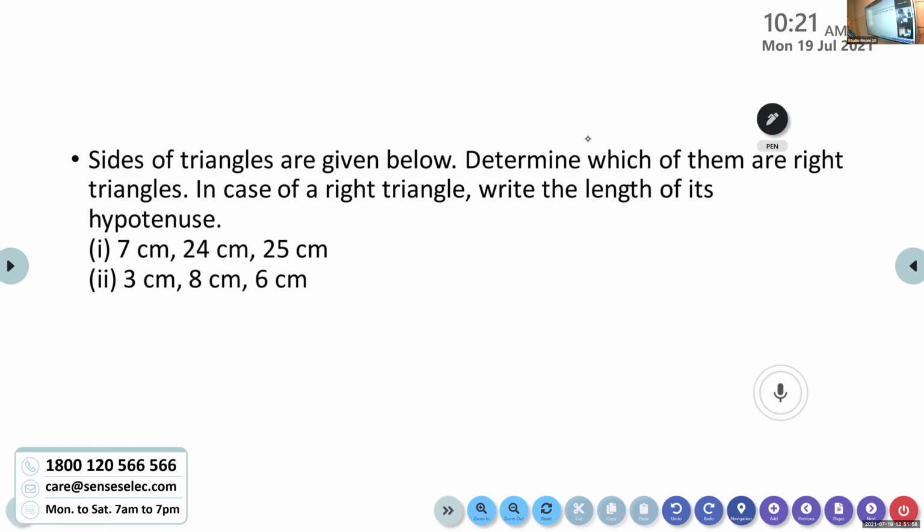Okay, sides of triangles are given below. Determine which of them are right triangles. In case of a right triangle, write the length of its hypotenuse. First one is 7, 24, 25 centimeter. Next one is 3, 8 and 6 centimeter.